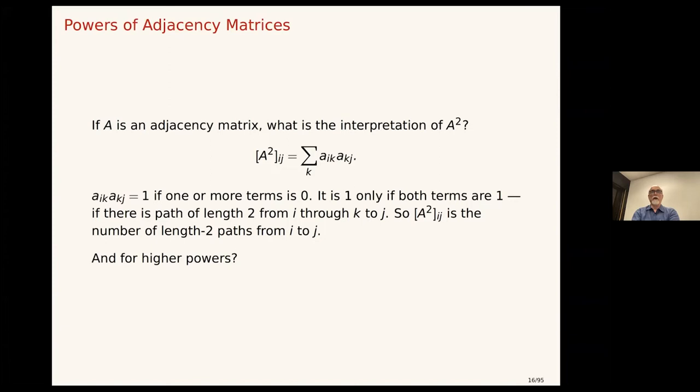Now notice that if either one of those terms, aik or akj, is equal to 0, then the product is equal to 0. So a given aik times akj term is equal to 1 if and only if both of those terms are 1, which is to say that there's a path from i to k, and then there's a path from k to j. So when we sum over all k, what are we getting? We are getting the number of paths of length 2 that go from i to j. Can everybody see that? All right. So guess what happens if you look at A cubed and A to the power 4?